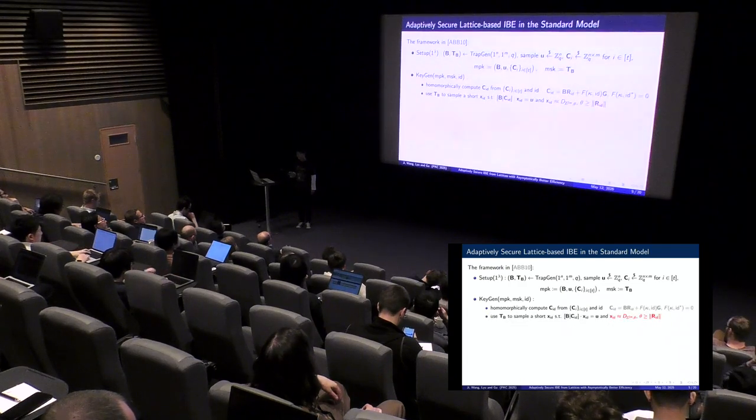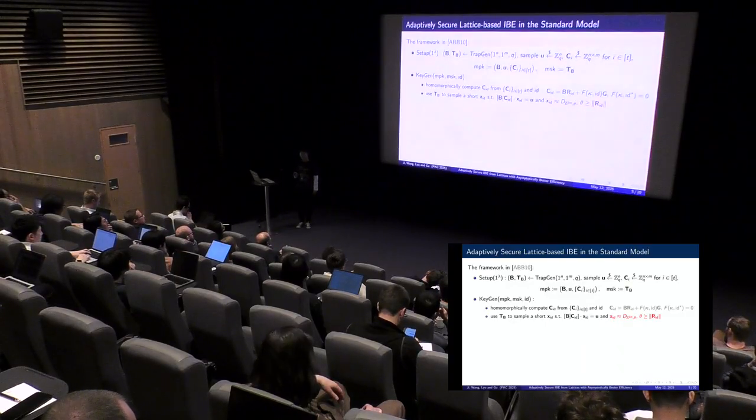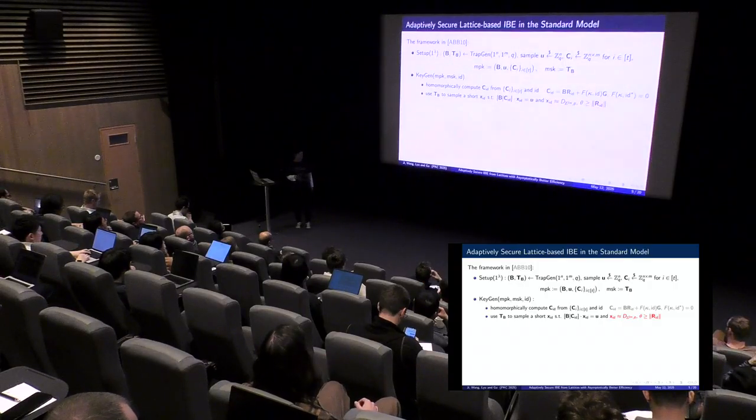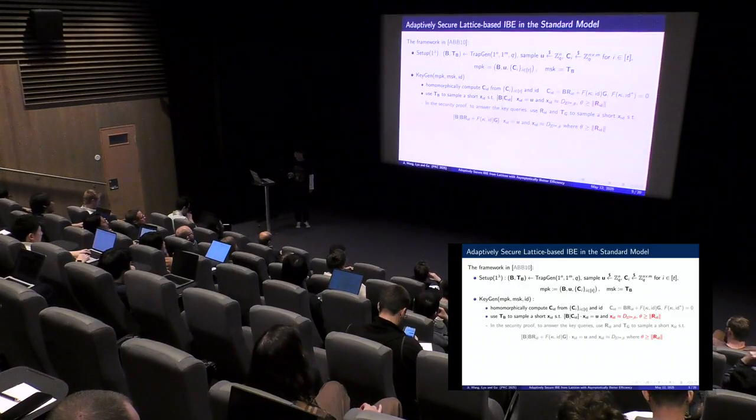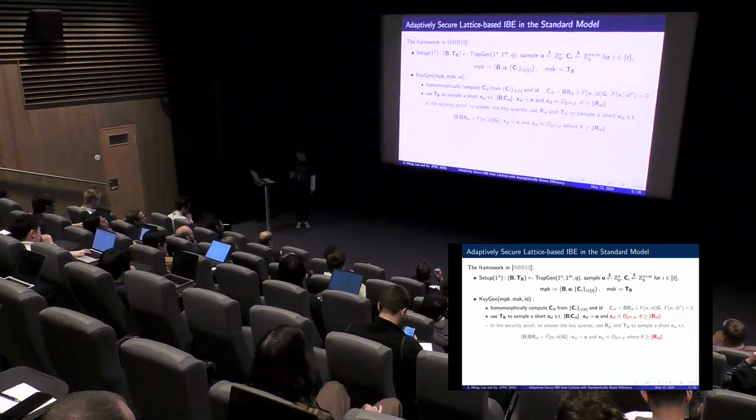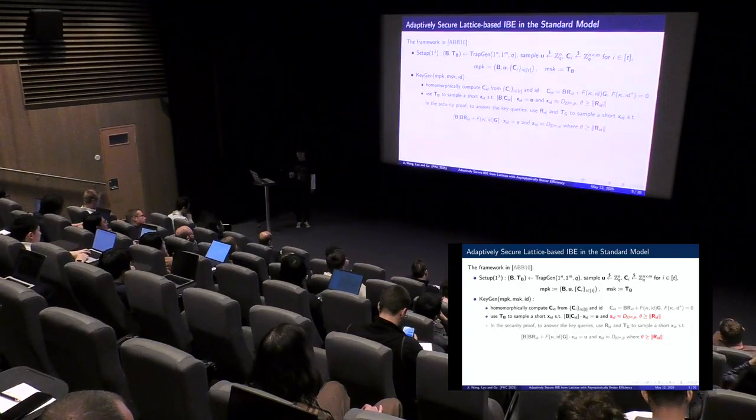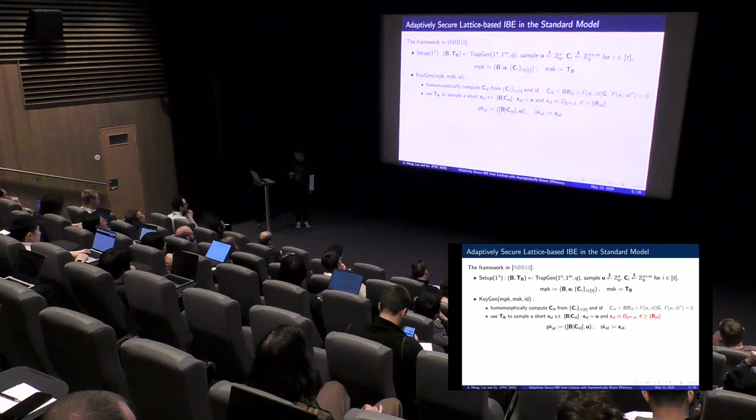And then they use the trapdoor T_B to sample the short vector X_ID such that [B | C_ID] X_ID equals U, and X_ID follows a discrete Gaussian distribution. In the security proof, to answer the key queries, they use the R_ID and trapdoor T_G to sample the short vector X_ID, which results in X_ID's Gaussian width, theta, being larger than the R_ID's norm. And the X_ID is the user's secret key.